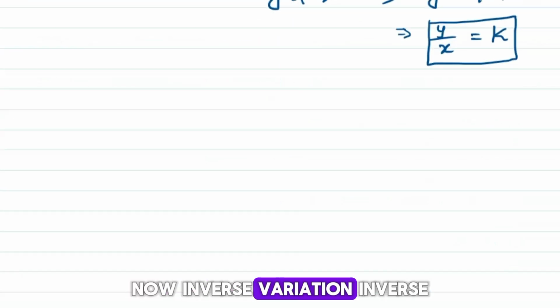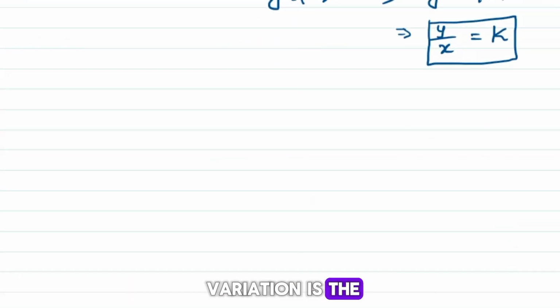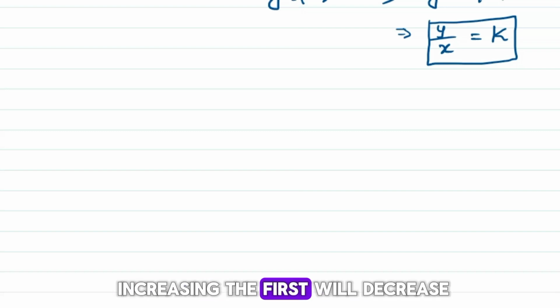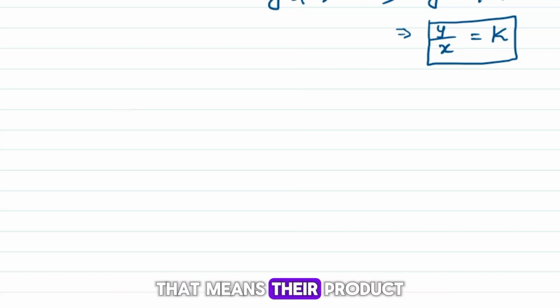Now inverse variation. Inverse variation is the relation between two quantities in such a way that if one of the quantities is increasing, the other will decrease. If the first one is increasing, the second one will decrease. If the second is increasing, the first will decrease. That means their product will remain the same.